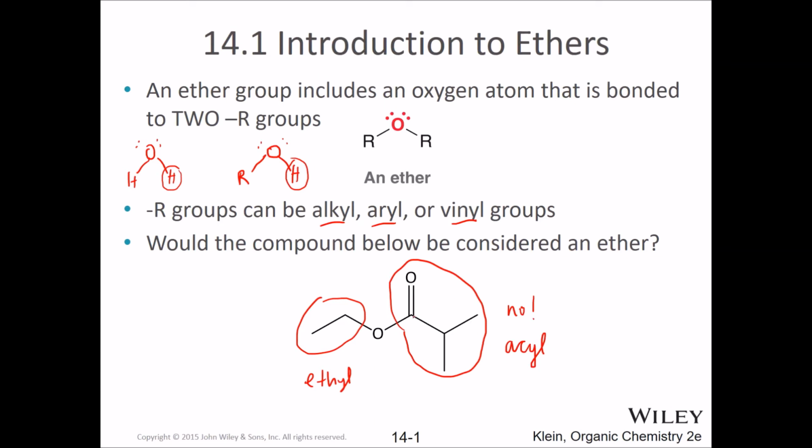We haven't studied that in organic chemistry yet, but you have seen this, right? What is that? That is an ester. Okay, so what you don't have, you don't have an ether here. You have an ester, and when you have an oxygen that's bonded to two things, it doesn't necessarily make it an ether. It has to be two alkyl groups, or two aryl groups, or two vinyl groups.